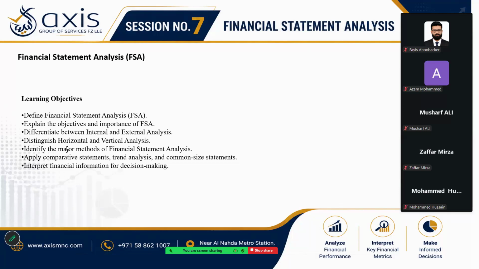Distinction between the horizontal and vertical analysis. We know how to prepare a horizontal profit and loss account. We know how to prepare a vertical profit and loss account. We know horizontal balance sheet. We know vertical balance sheet. All of you know or no? If you don't know, we'll go back to the previous slides.